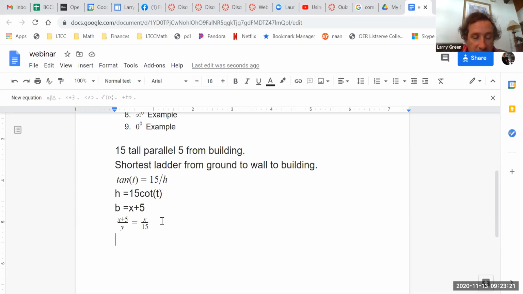So what can we do? I mean, would you divide by x to get what y equals, and then plug it back in? Yeah, y will be 15 times x plus 5, all over x. Right.